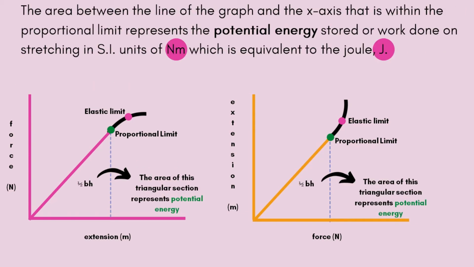The area between the line of the graph and the x-axis that is within the proportional limit represents the potential energy stored or work done on stretching in SI units of Newton meters, which is equivalent to the joule. To determine the work done, all you have to do is find the area of the triangular section right here.